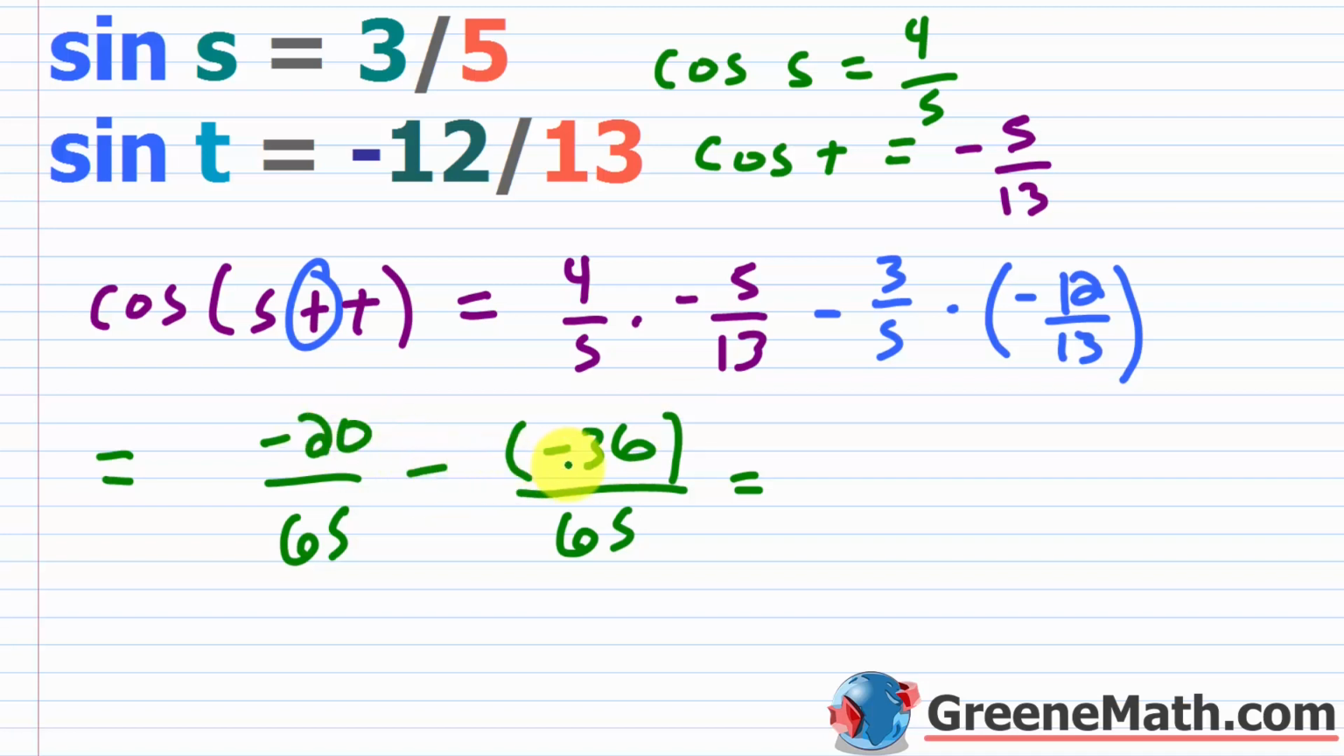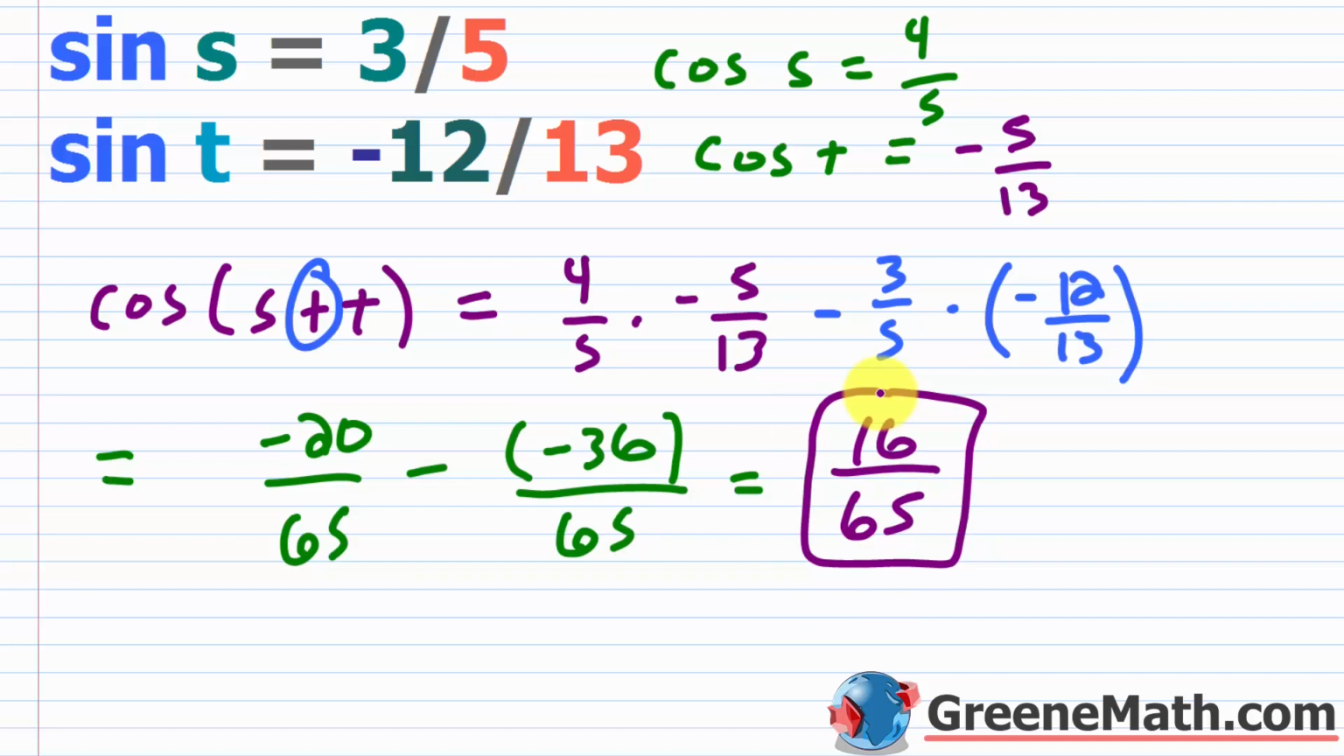Negative 20 minus a negative 36 is going to be negative 20 plus 36, which is 16. Okay, let me write this in a different color. So this is going to be 16, and then over, you're going to have 65. So this is going to be your answer for cosine of s plus t.